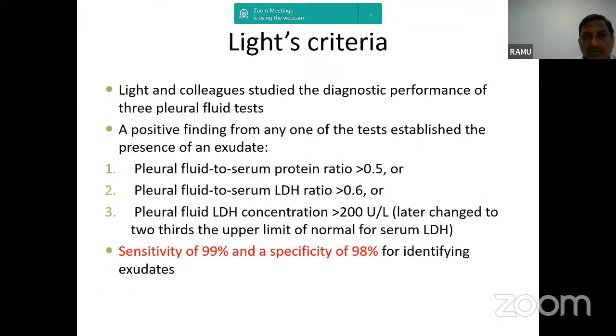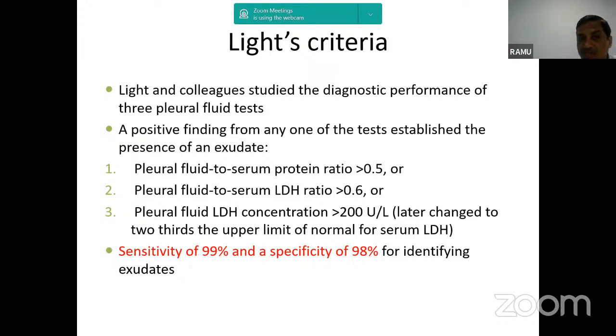Exudate pleural effusion: diagnosis based on the Light's criteria. Light and colleagues studied the diagnostic performance of three pleural fluid tests. A positive finding on any one of the tests establishes the presence of an exudate: pleural fluid to serum protein ratio more than 0.5, or pleural fluid to serum LDH ratio more than 0.6, or pleural fluid LDH concentration more than 200.